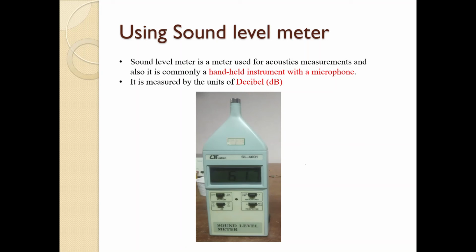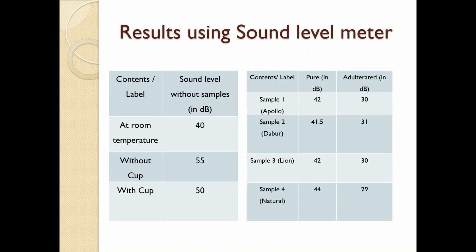Another approach was also adopted for differentiating the adulterated and the pure honey, using a sound level meter. This meter records the sound in decibels. And this is the result for the sound level meter. Here the absorbance of sound by the honey is more for pure than the adulterated.